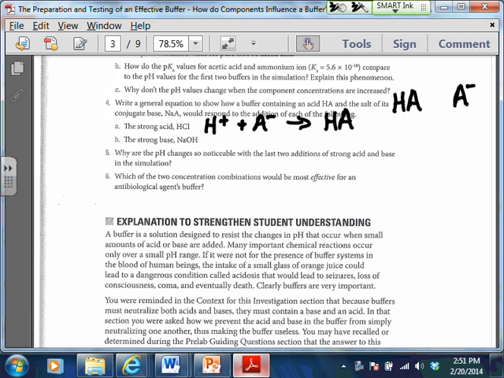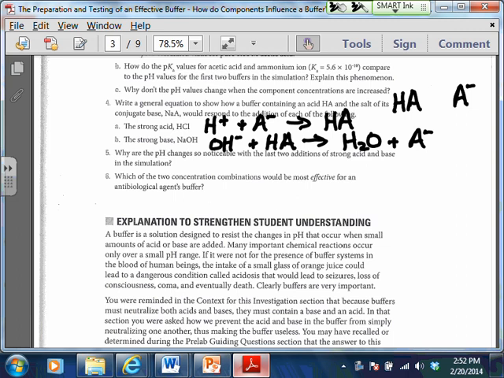So then when we add the strong base NaOH, again, that dissociates, and the only thing we really care about here is that we're adding OH minus into that solution. What's the OH minus going to react with? The HA, right? So the OH minus plus HA, the H is going to come off of the HA and make H2O, make water. And then we're going to end up with more A minus.